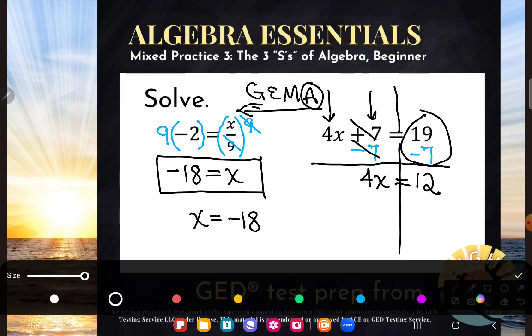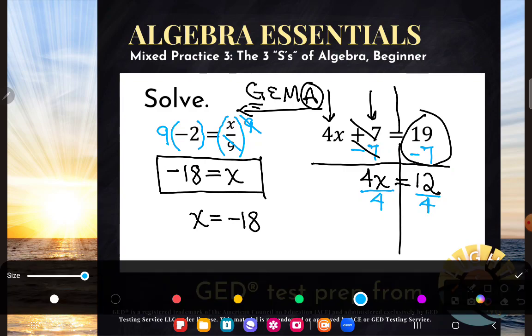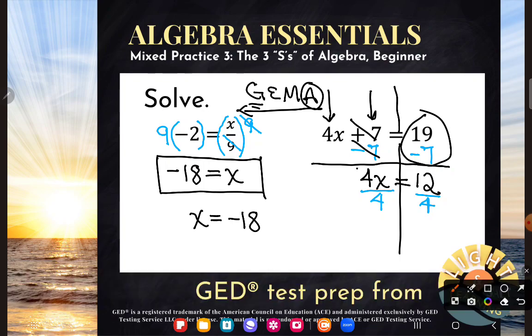Am I done? No, I'm not. x is not alone. I still have another number to get rid of, the 4. 4 is currently multiplying, so if I want to get rid of it, I do the opposite. I divide by 4. And I can do whatever I want as long as I do it to both sides. That's the only thing that allows us to be disobedient, is when we're doing it to both sides, keeping them equivalent. So multiplying by 4 and dividing by 4 are opposites.